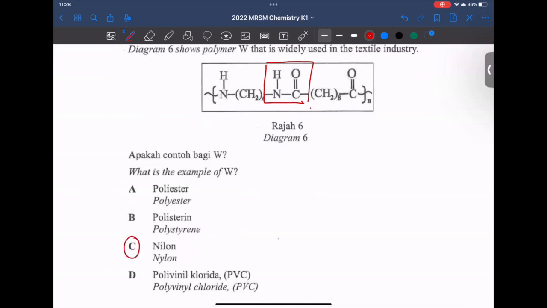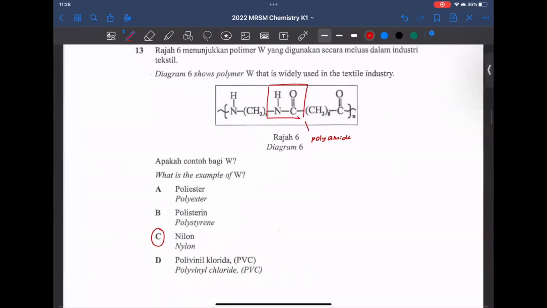So this is polyamide, not a polyester. If it was polyester, then it would be like terylene, for example. But this is actually polyamide, so it's referring to nylon. So the answer for 13 is C.